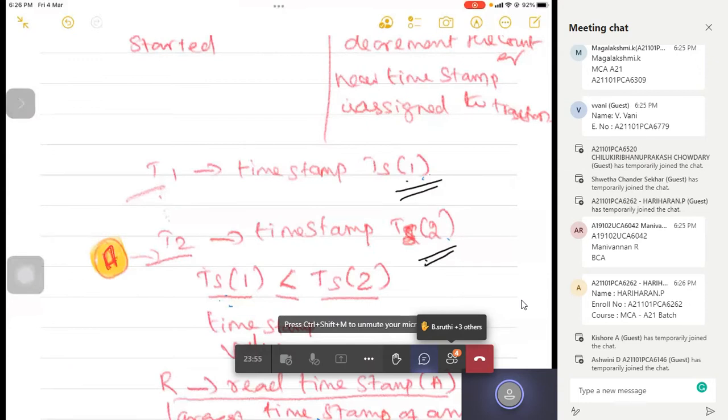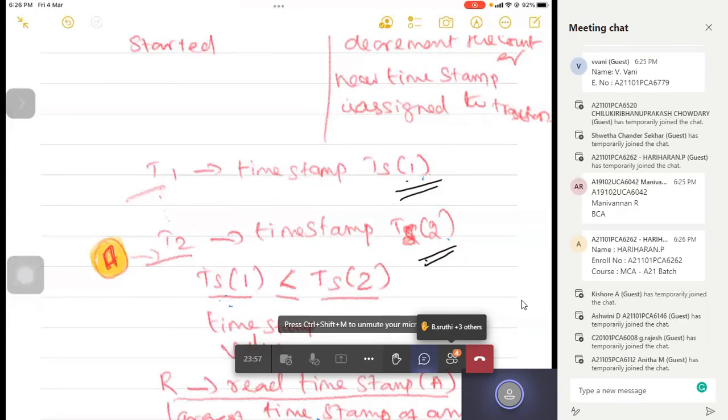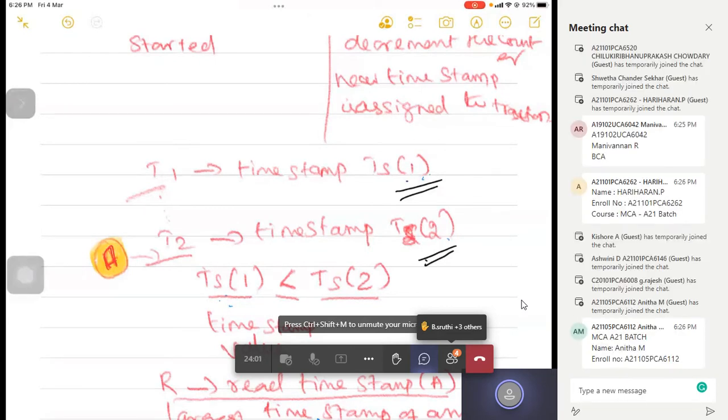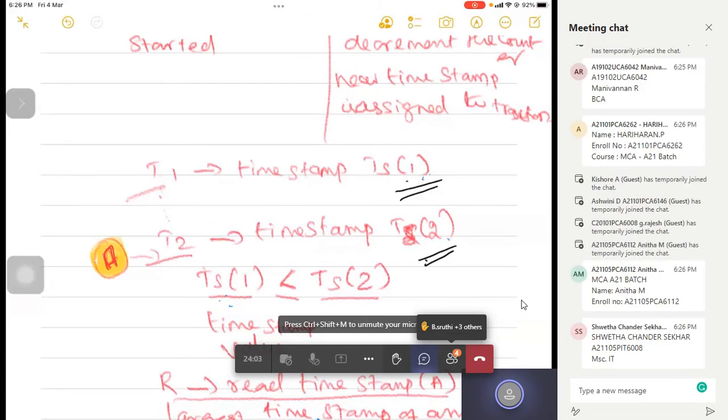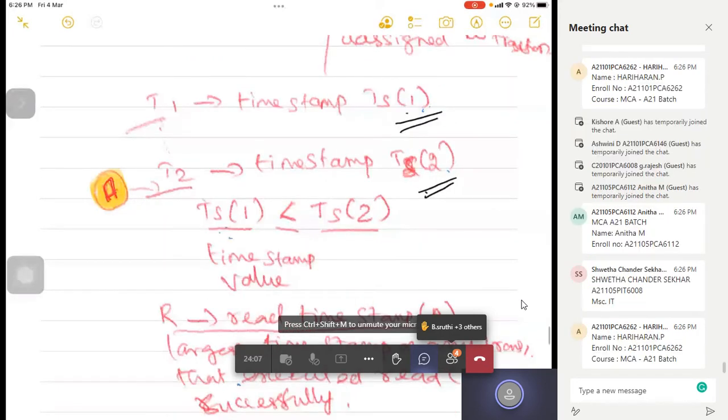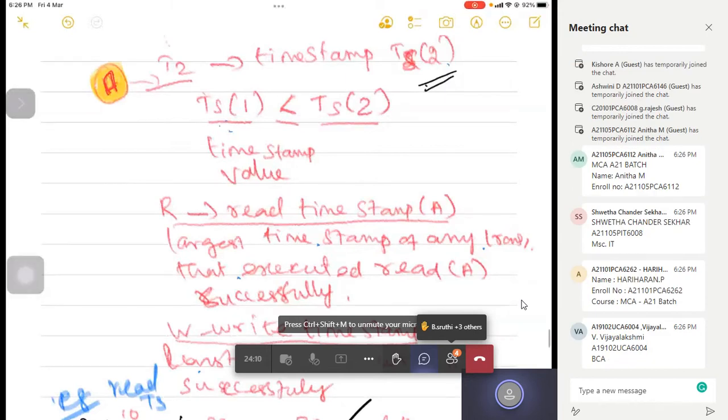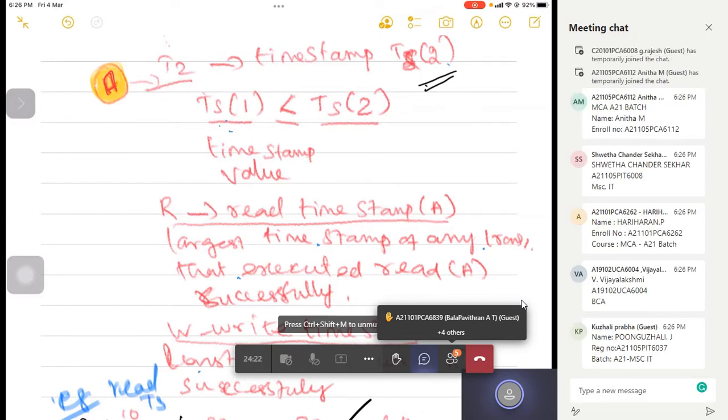Okay, now two transactions are in queue while processing a particular job. So TS1 is less than or equal to TS2. அப்படின்னா என்ன செய்யும்? TS1 வந்து முதல்ல பண்ணுவோம். முன்னாடியே வந்துருச்சுன்னு லெஸ் தான் இருக்கும் டைம் ஸ்டாம்ப். ஸோ அதை முதல்ல பண்ணுவோம். Read the timestamp: largest timestamp of any transaction that executed read of A successfully.